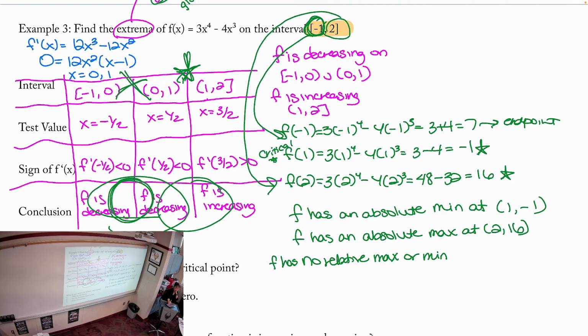So if we have one change, no, none of those are, because my absolutes can occur at endpoints or they can occur at critical points. Yes, and the reason why 1 is not a relative is because it's the absolute. Correct. Yep.